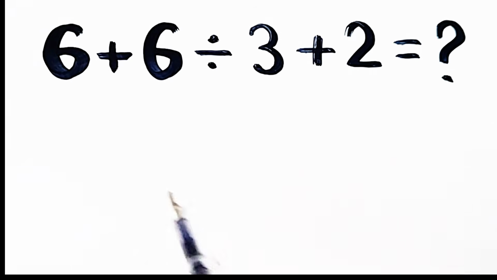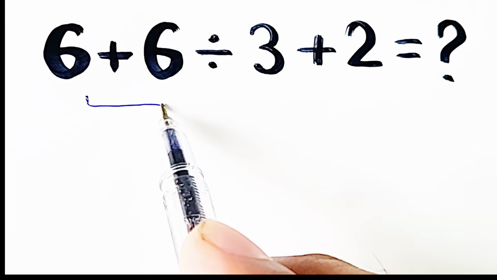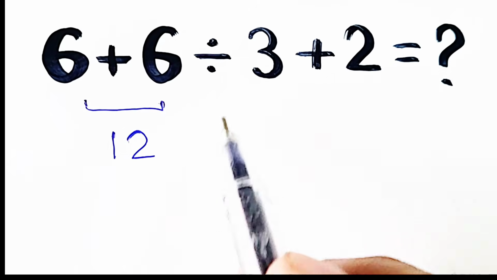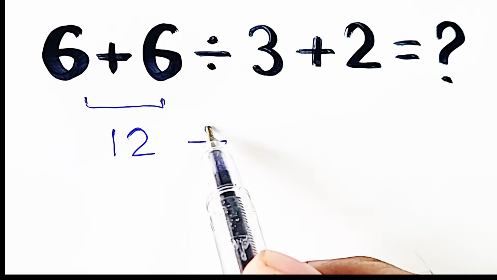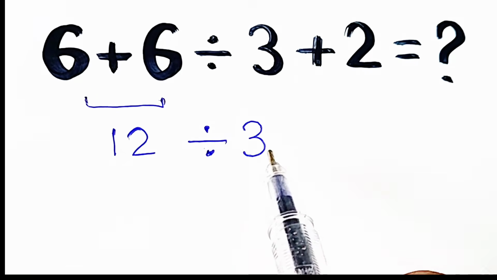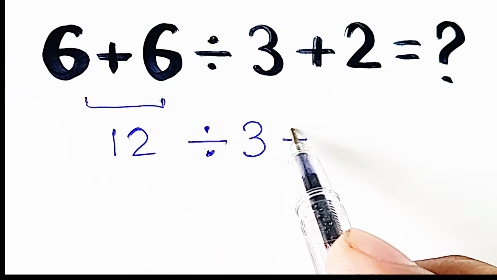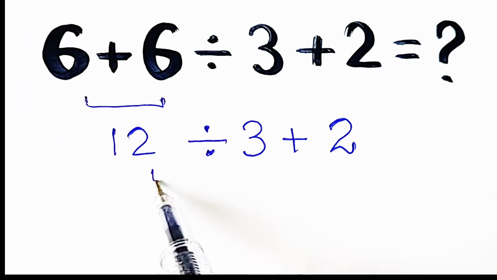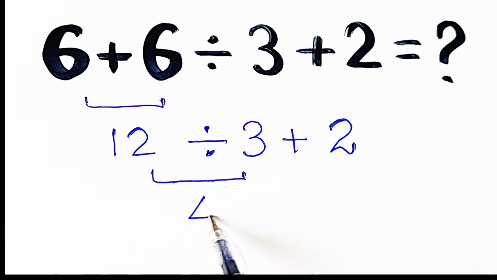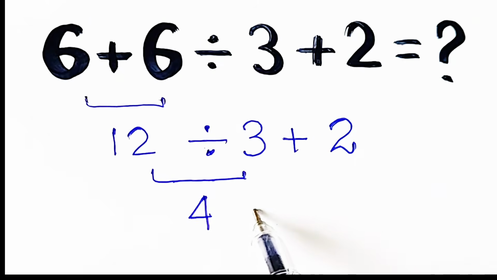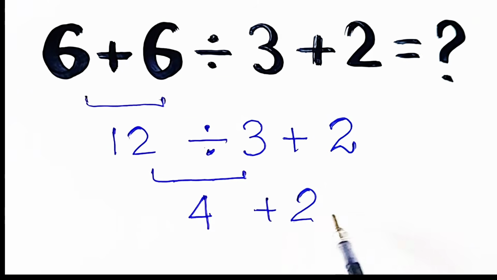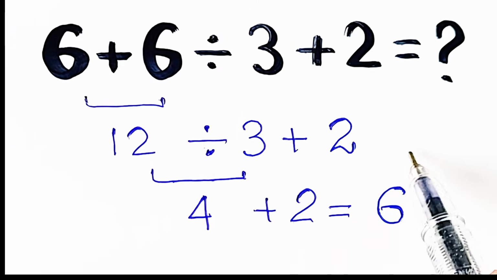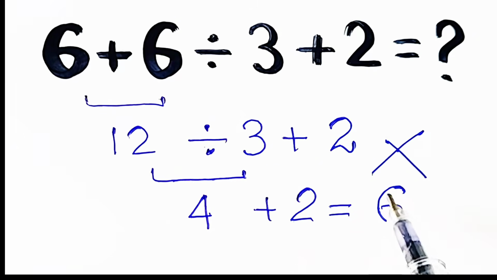6 plus 6 divided by 3 plus 2. First of all, it will give us 12 divided by 3 plus 2. Now the next step will be 12 divided by 3, and it will give us 4 plus 2. This will give 6 as answer, but 6 is not correct answer.